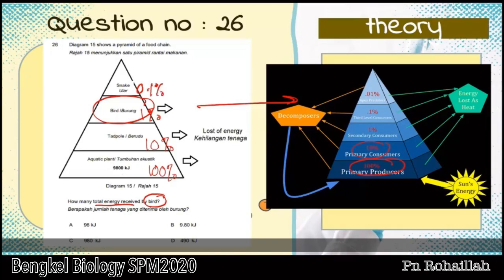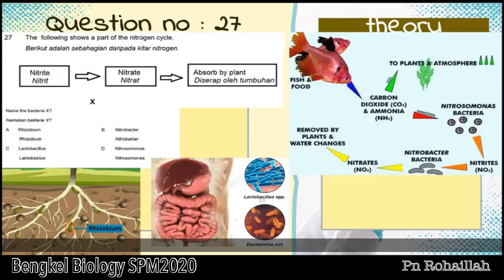So for the bird, 1% daripada 9800 kilojoule, you will get berapa? You will get 98 kilojoule. Boleh? Okay, next. 27.